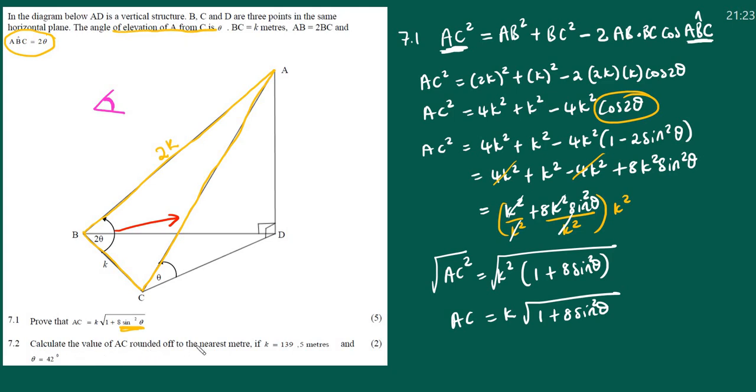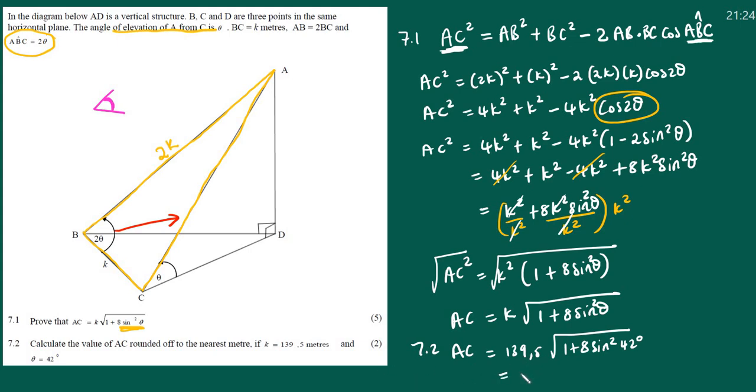Then calculate the value of AC rounded off to the nearest meter if k is 139.5 meters and theta is that. If it happened that, good people, you were not able to prove 7.1, don't be afraid to take this whole thing and just use it on 7.2. So for 7.2, to get AC, we'll simply say 139.5 meters, the root of 1 plus 8 sine squared 42 degrees.